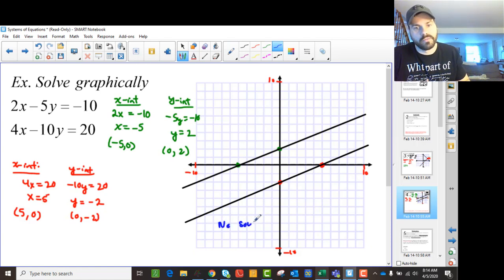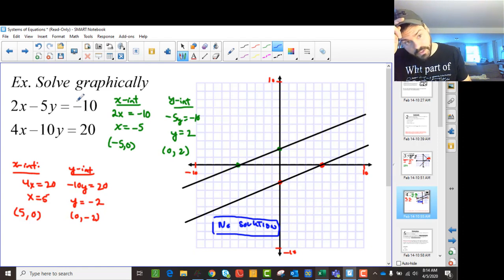There is no answer here because there is no intersection. But then I go, well, that's weird. I wonder why that happened. And if I look up here, I think you can probably see that this is the same equation, essentially, on this side.